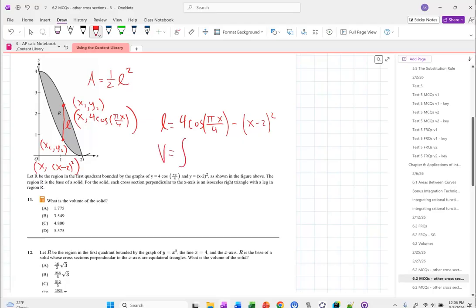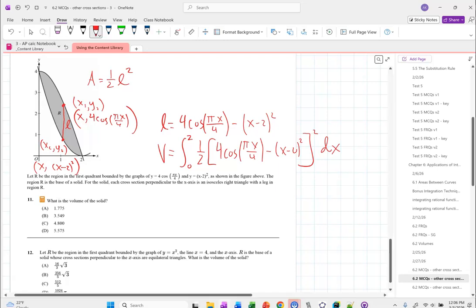So my volume is going to be the integral, for slicing perpendicular to the x-axis, we start slicing at x equals 0 and stop slicing at x equals 2, of 1/2 times L squared dx. Sarah, does this feel okay setup-wise? Now, notice this problem has that little red calculator next to the number.